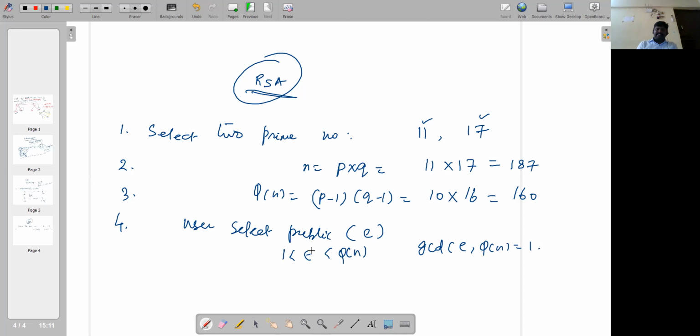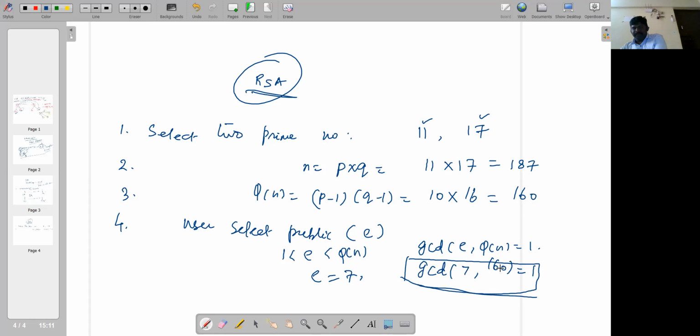By the way, I can select any number. So let's assume I am selecting my E value equal to 7. Now if I select E equal to 7, the GCD between 7 and phi of n, which is 160, should be equal to 1. Is this condition satisfied? The GCD between 7 and 160 is 1, because 7 is not a factor of 160. I hope this condition is true, correct?